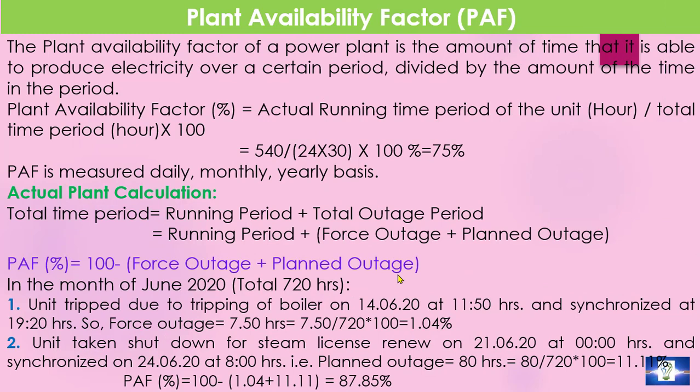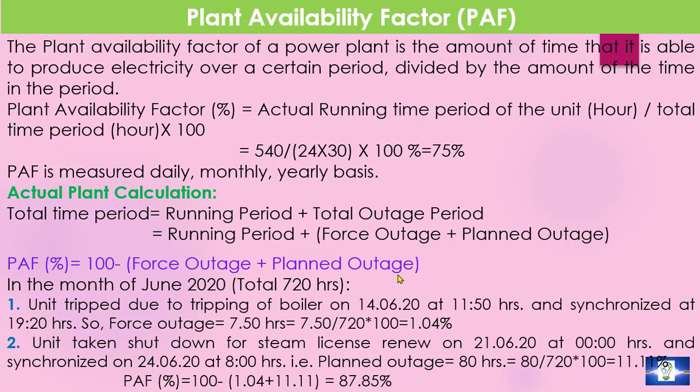Now coming to the plant availability factor. Plant availability factor of a power plant is the amount of time that it is able to produce electricity over a certain period divided by the total amount of time in that period. So simply, the plant availability factor is equal to actual running hours or running time period of the unit divided by total time period into 100%.